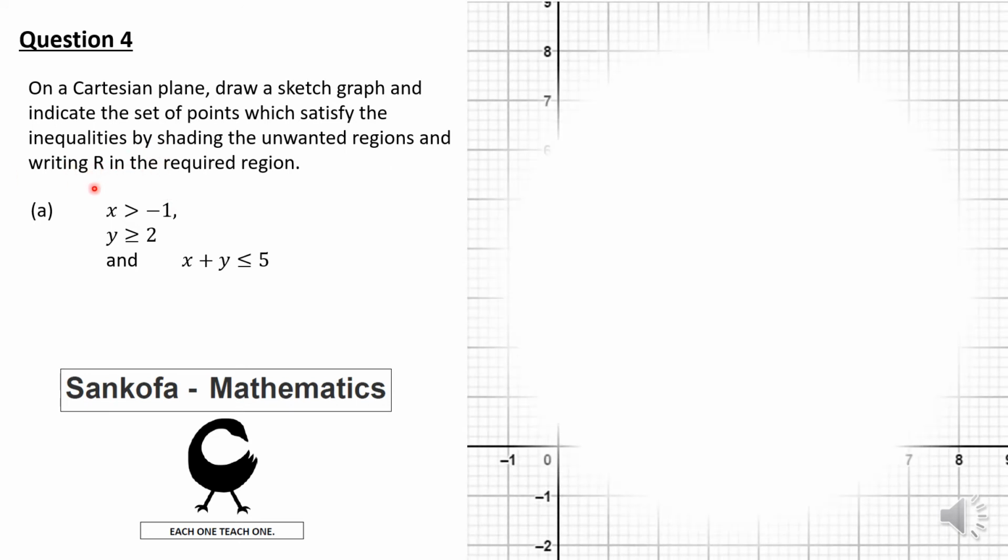Okay, so question 4 is a very similar question. Now, what you have here is you are given three inequalities. The inequalities are x is greater than negative 1, y is greater than or equal to 2, and x plus y is less than or equal to 5. So you are supposed to graph all three of them, and then the unwanted region, you're going to have to write the letter R there.